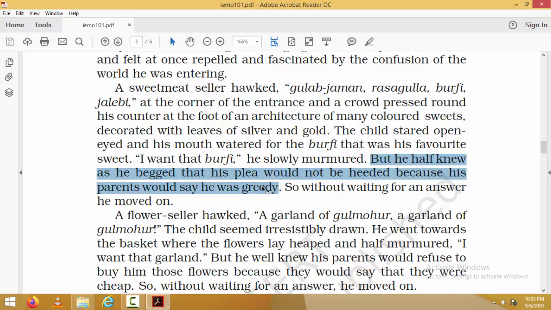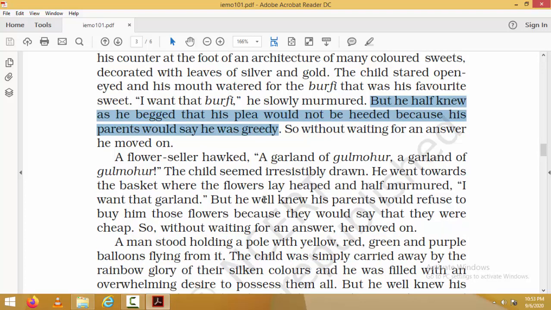Who will think like this? His parents. The boy already knew about his parents, so without waiting for an answer, he moved on.